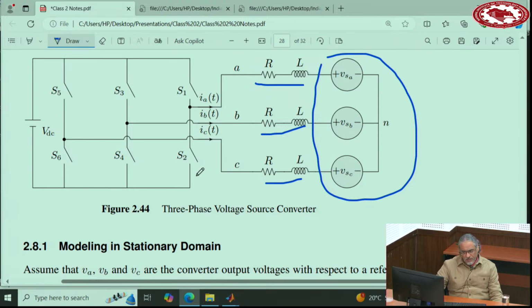For modeling this three-phase converter, there are two ways of modeling it mathematically. One way is in the stationary domain, and one way is in the synchronous reference frame. Both of them are common. The synchronous reference frame used to be more common. I'm going to explain both of them here, but when we get to chapter 7, in the last day of the class, we will use these models to control the converter.